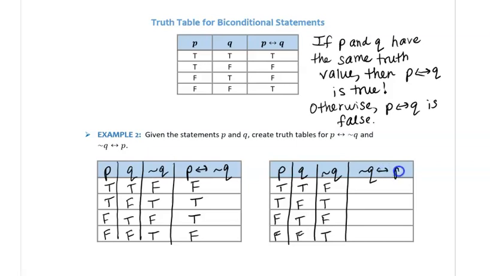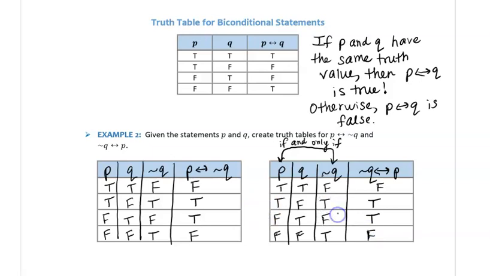Negation of Q if and only if P. So again, we're creating a biconditional statement between negation of Q and P. And again, recall from the rule of thumb, if the truth values of the statements involved match, then the biconditional statement will be true overall. Otherwise, the biconditional statement is false. So this is how those values would end up.